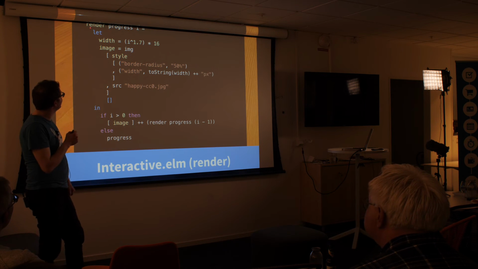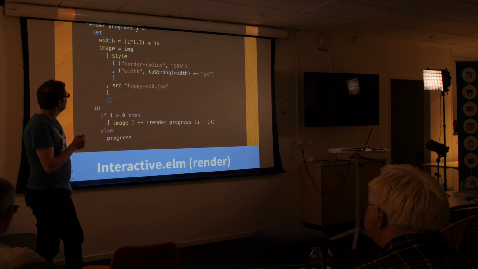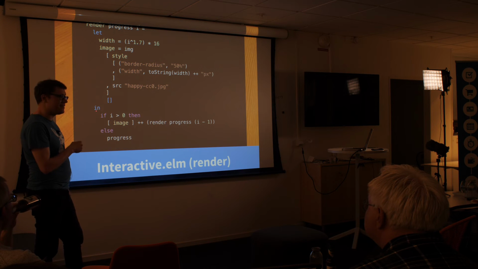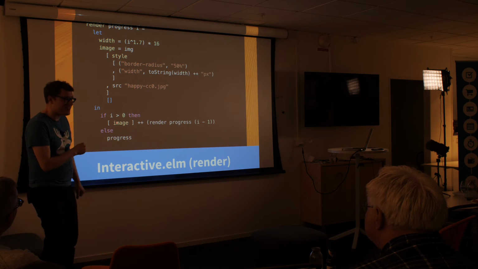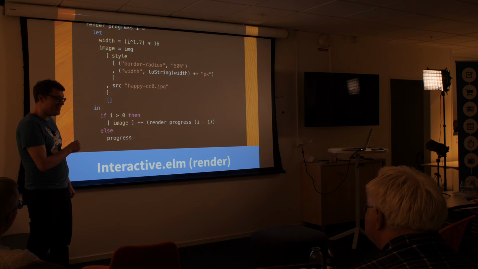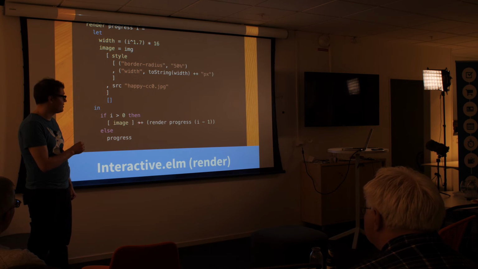Let's look at the render function. So we take two arguments, progress and I. I is the integer from the model. And then we go directly down here in the body of the function. We skip the labels first. So if I above 0, then take a list with one element, which is an image. And then we join that list with double plus. And it's the same if you want to concatenate strings in Elm as well. You use the double plus.